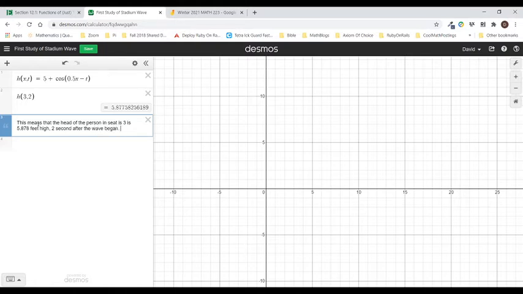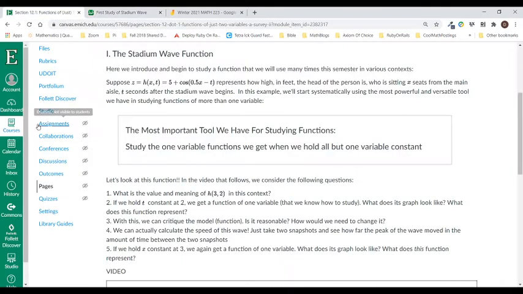This already does illustrate one important thing, by the way, is that when we want to start using multivariable functions for real-life situations, the explanations start getting really long. Anyways, we've done the first thing. We evaluated a point, and we have an explanation, which is not bad. Let's go see what the next thing we're supposed to do. Because if we hold t constant at 2, we get a function of one variable that we know how to study. What does its graph look like? What does this function represent?